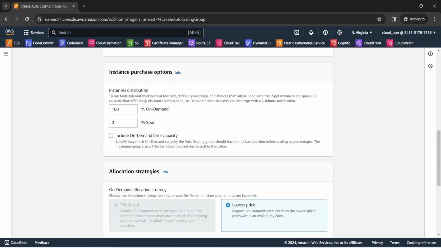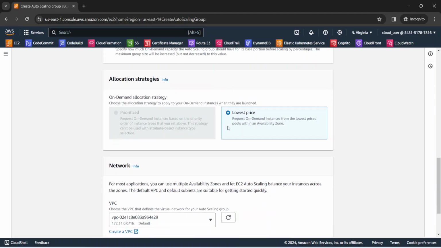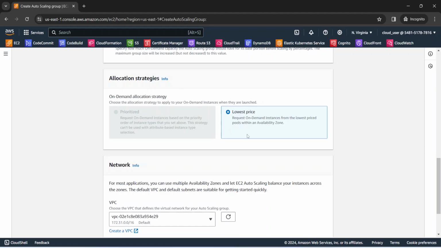So it also says that to run fault tolerant workloads at low cost, define a percent of instances that will be spot instances. So if you are looking to afford those low cost fault tolerance operations, then you can go ahead with this. And then allocation strategy will always be lowest price.